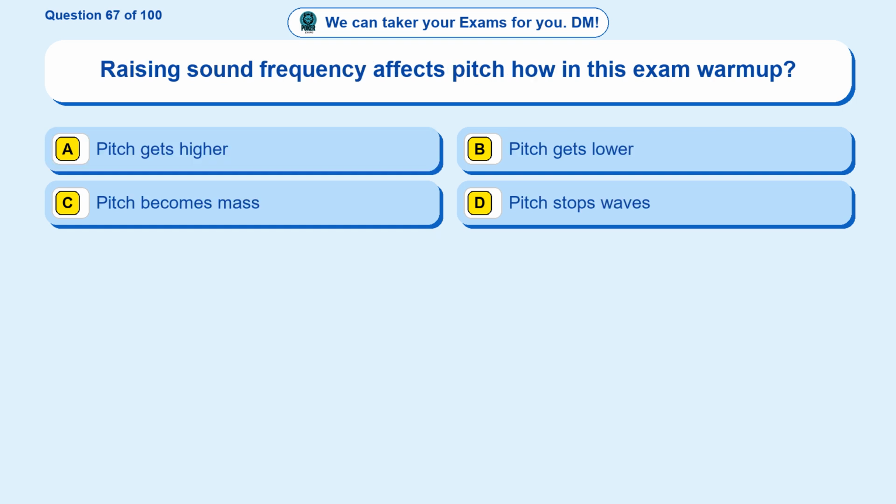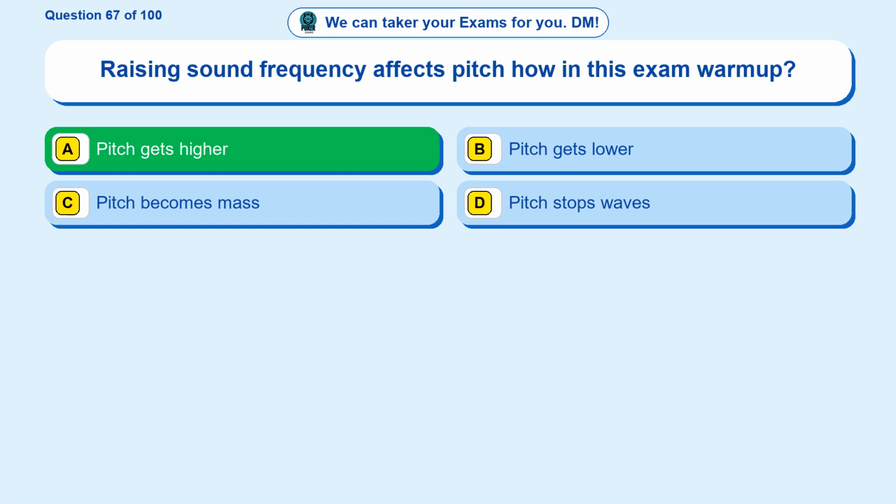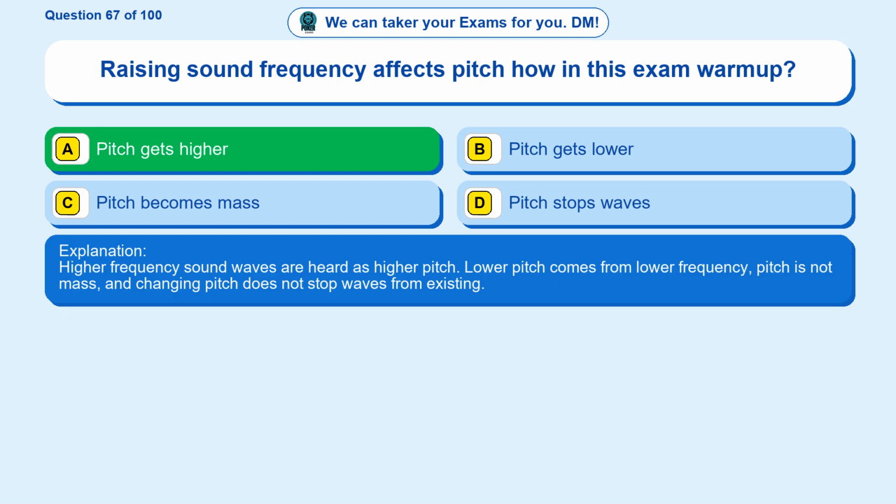Question 67. Raising sound frequency affects pitch how in this exam warm-up? Option A, pitch gets higher. Option B, pitch gets lower. Option C, pitch becomes mass. Option D, pitch stops waves. The correct answer is option A. Pitch gets higher. Higher frequency sound waves are heard as higher pitch. Lower pitch comes from lower frequency, pitch is not mass, and changing pitch does not stop waves from existing.